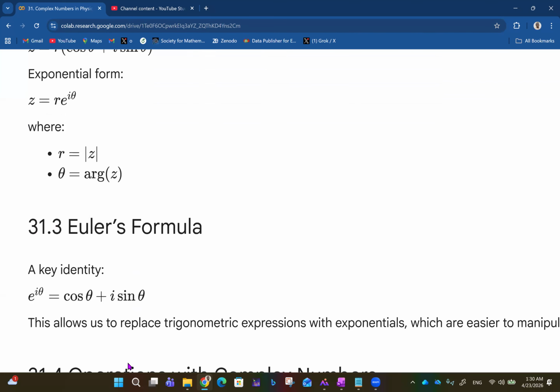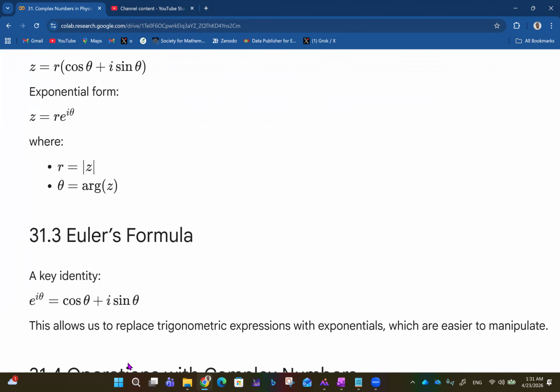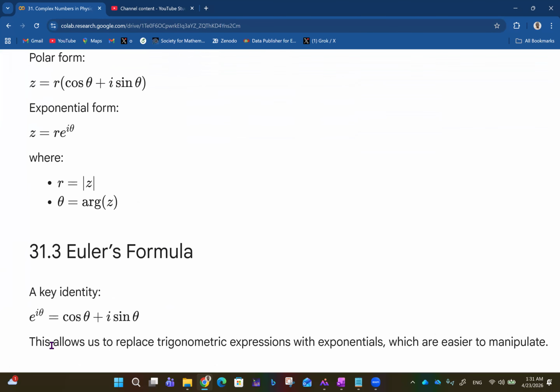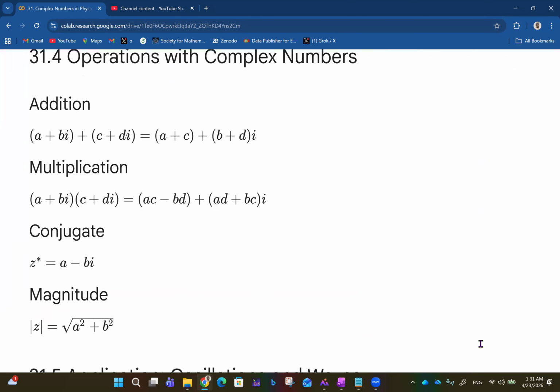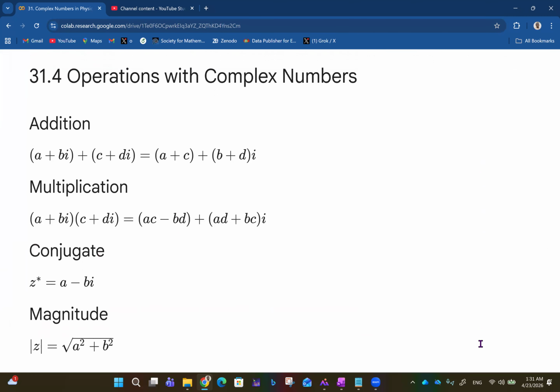Of course, I just talked about Euler's formula, and it's a key identity in complex numbers that e raised to i theta equals cos theta plus i sin theta. This allows us to replace trigonometric expressions with exponentials, which are easier to manipulate. Sometimes it's easier to deal with exponential expressions instead of trigonometric expressions. So we get to switch back and forth between exponential and trigonometric expressions depending on the kind of task we have at hand.